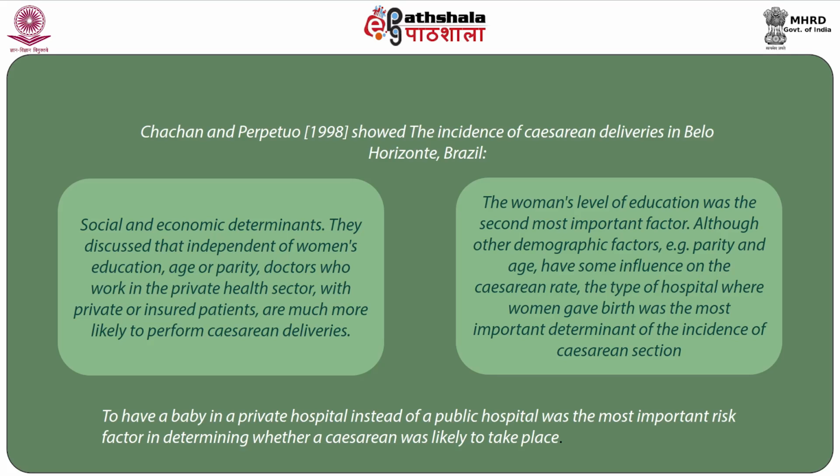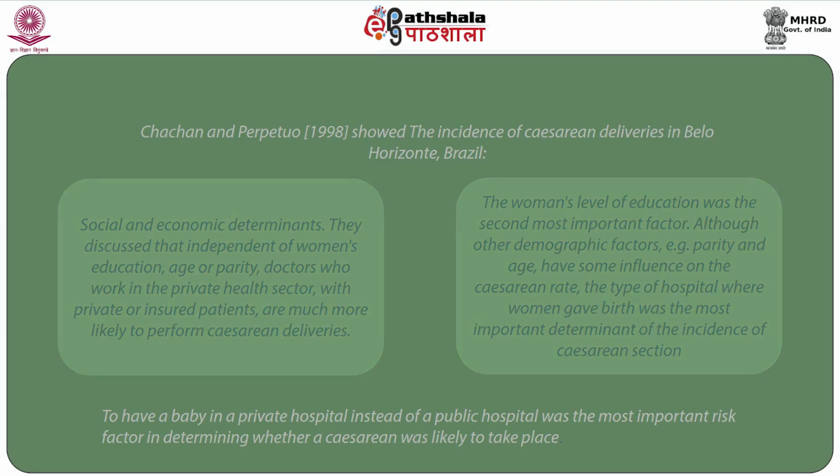Although other demographic factors like parity and age have some influence on the caesarean rate, the type of hospital where the woman gave birth was the most important determinant of the incidence of caesarean section. To have a baby in a private hospital instead of a public hospital was the most important risk factor in determining whether a caesarean was likely to take place.